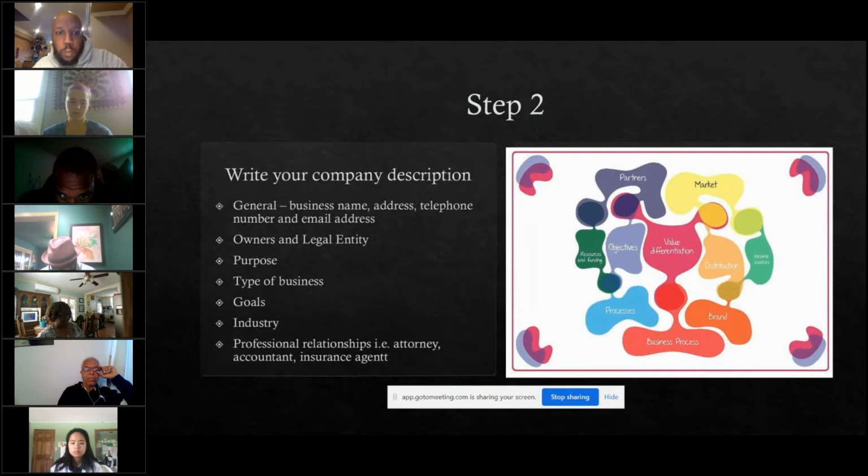And you should also list your attorney, your accountant, and I see a typo, and I'll make sure I change that. If you have an insurance agent, you need to list all of those people within your business plan. It is very important.